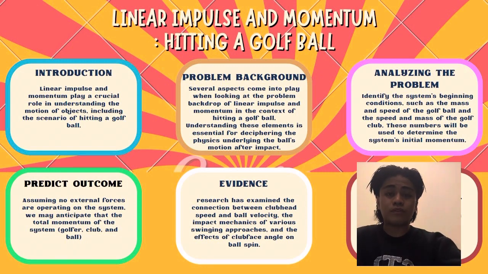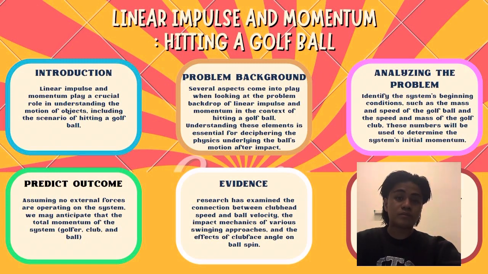So what's the problem of hitting a ball in linear impulse? Several aspects come into play when looking at the problem backdrop of linear impulse and momentum in the context of hitting a ball. Understanding these elements is essential to deciphering the physics underlying the ball's motion after the impact. One may comprehend the variables affecting linear impulse and momentum in the context of hitting a golf ball. Taking these characteristics into account enables a more accurate examination of the physics at play and aids in the explanation of the golf ball's motion.